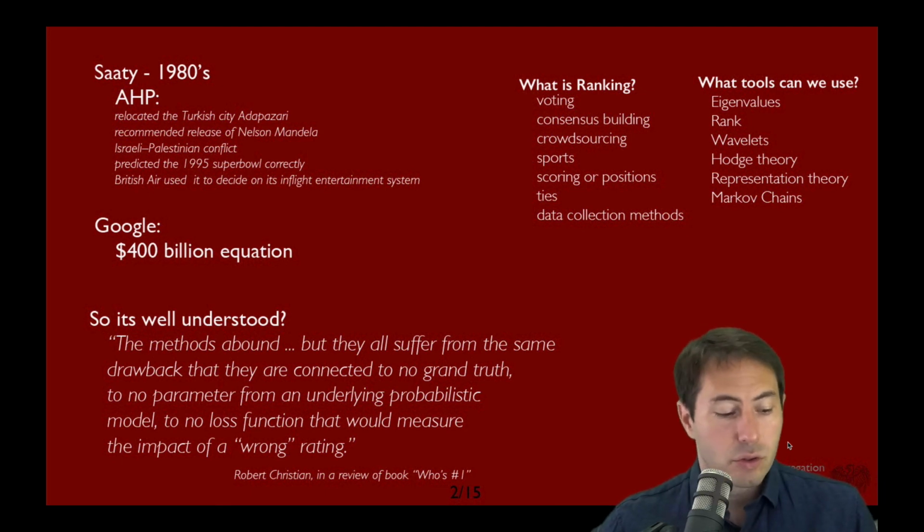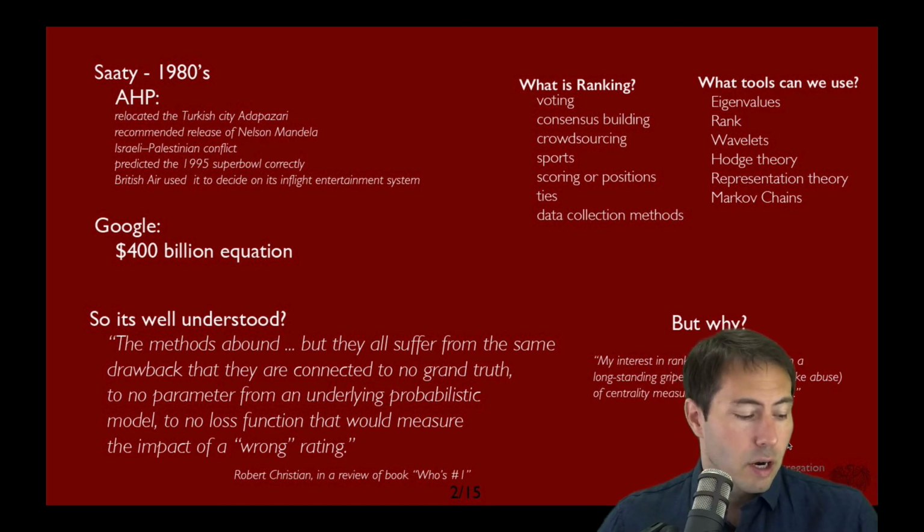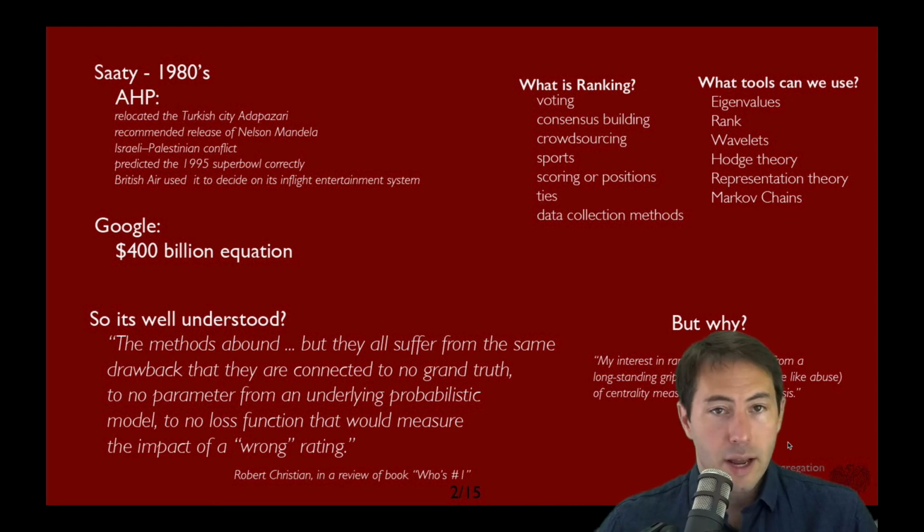You can use wavelets. You can use Hodge theory, which is what we'll do with Lekhang Lim's work. Representation theory, Markov chains. There's all kinds of different ways you can do this. So, again, quoting Robert Christensen here, my interest in ranking comes partially from a long-standing gripe about the use, more like abuse, of centrality measures in network analysis.